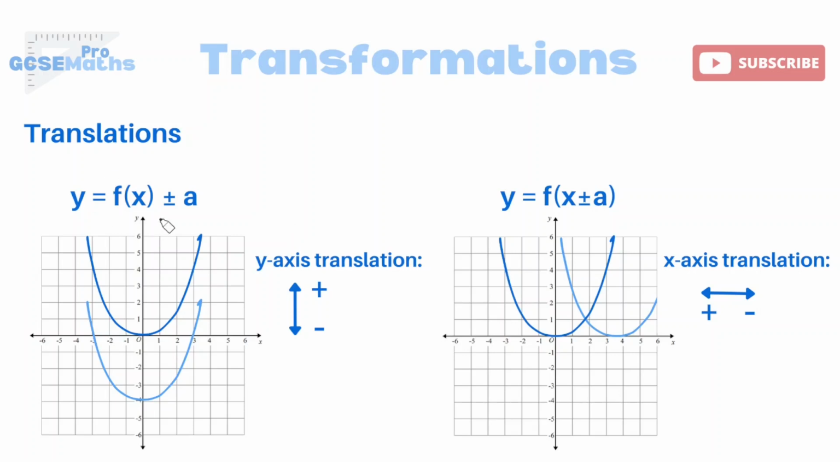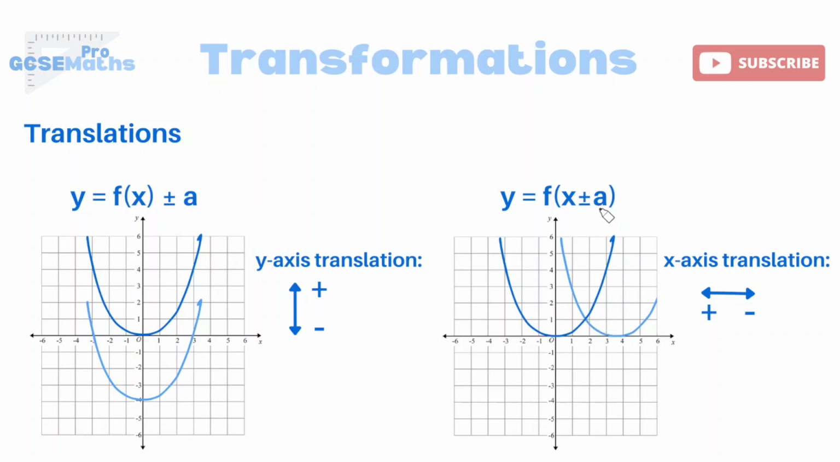Now, the y-axis ones tend to be kind of normal, and what I mean by that is if it says plus, move it up. So for example, if it says plus 3, move it up 3. If it says minus, move it down. So that's pretty straightforward. But there's always something, remember this with transformations, there's always something that's not quite as you'd imagine it should be. So normally it's to do with the x.